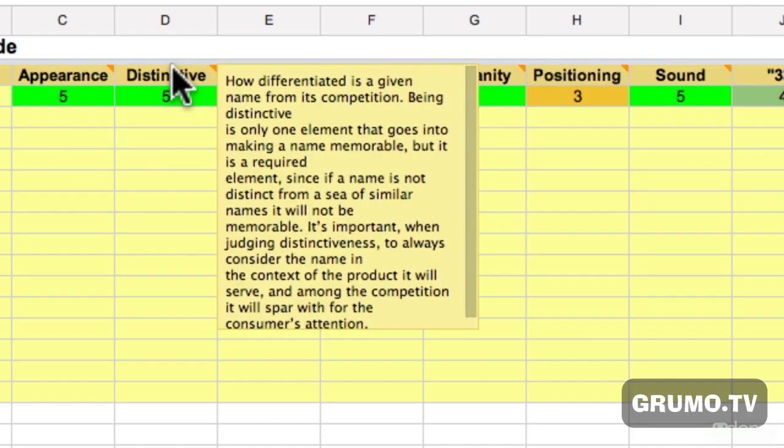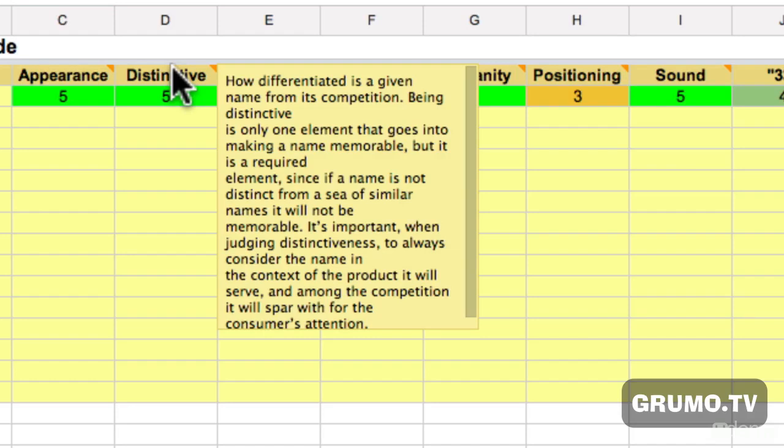Distinctive: how differentiated is a given name from its competition? Being distinctive is not the only element that goes into making a name memorable, but it is a required element, since if a name is not distinct from a sea of similar names, it will not be memorable. It's important when judging distinctiveness to always consider the name in the context of the product it will serve and among the competition it will fight with for the consumer's attention.